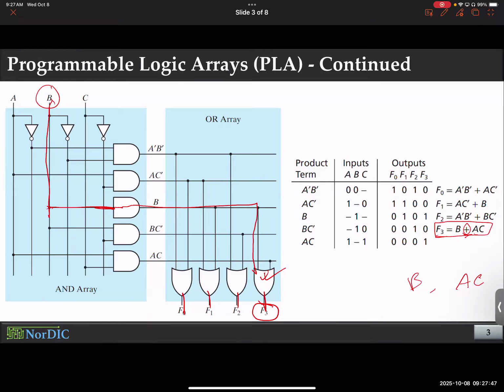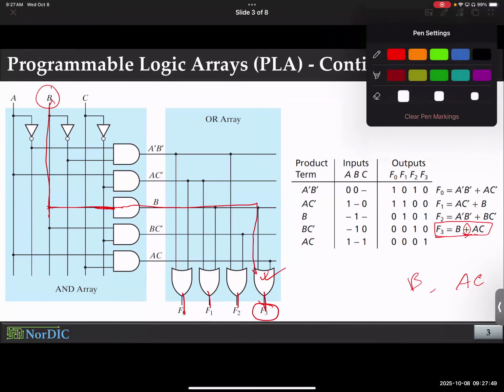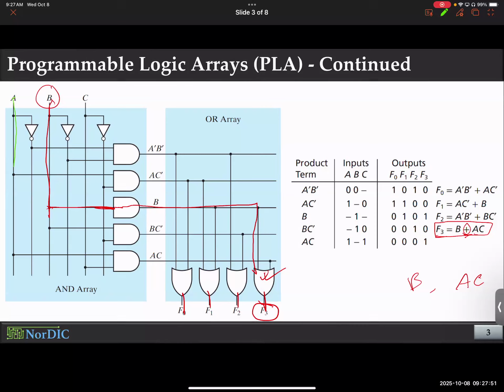How about AC? To incorporate AC, I need input A and input C in their actual form. And then I'm going to take an AND between the two. This is the AND gate, and I will get AC here. Then I feed this AC into the OR gate. That way I get B plus AC at F3. Any problems so far? Yes.